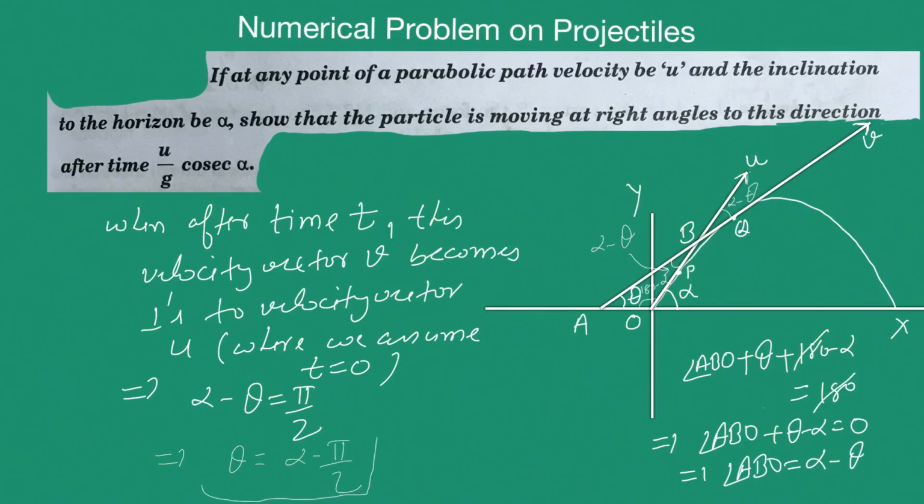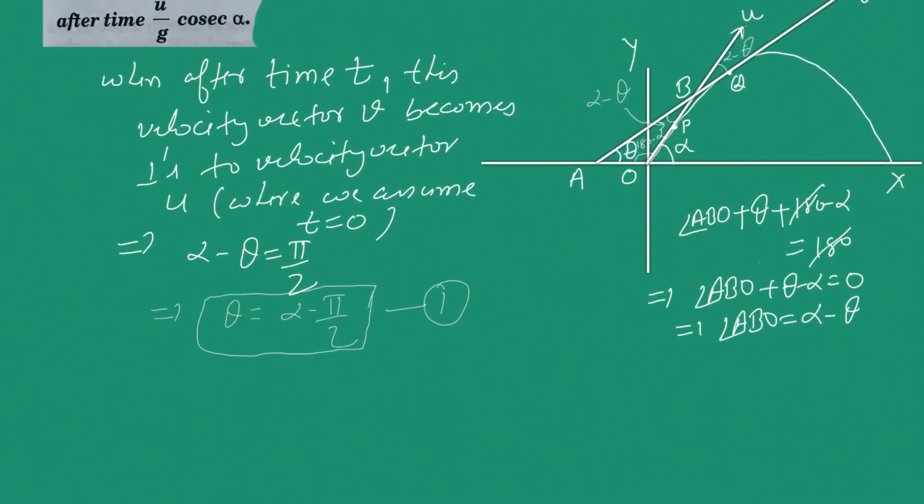So this is the relation that we have to keep in mind, and you may name it as equation number 1. Now, since at point P we have assumed that we start to measure time from the point P, the velocity at this point is the initial velocity.